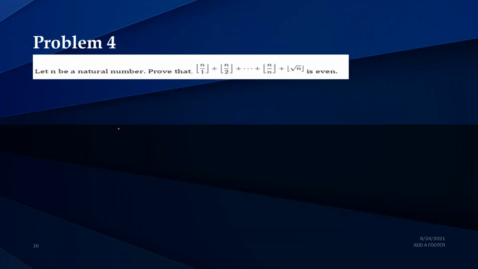So now let's do some questions. So we have GIF of n by 1 plus GIF of n by 2 dot dot dot GIF of n by n plus GIF of root 2n is even. Now before you evaluate this expression, let's put some values of n and check what we are getting. So if you put n is equal to 1, let's define this expression to be fn. So we will get fn equal to 2.